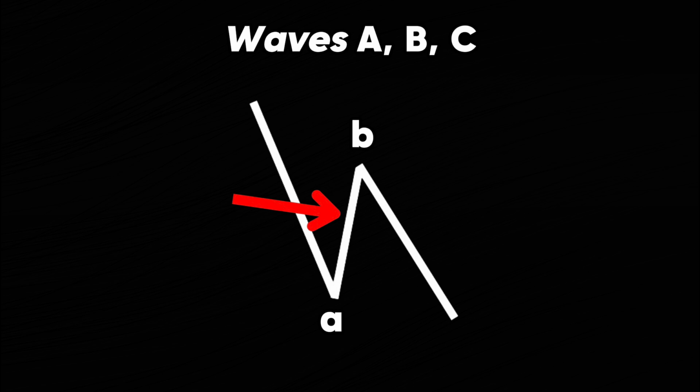Wave B, correction of wave A. This wave is often the most difficult to analyze as it can take many different forms. Wave C, completion of the correction. This wave is usually equal in length to wave A and completes the corrective movement.